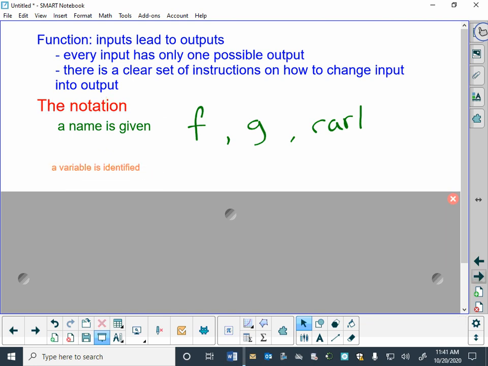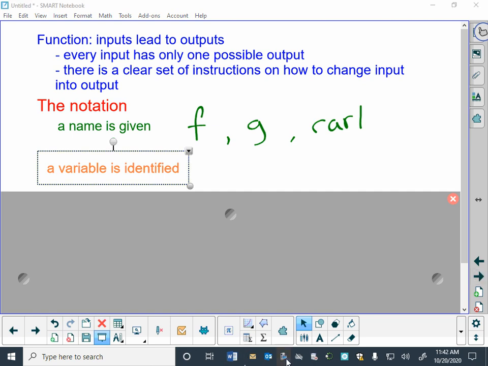The next thing that happens is we get a variable identified with our function. So the variable... okay, sorry about that, I lost track of my notes a little bit.